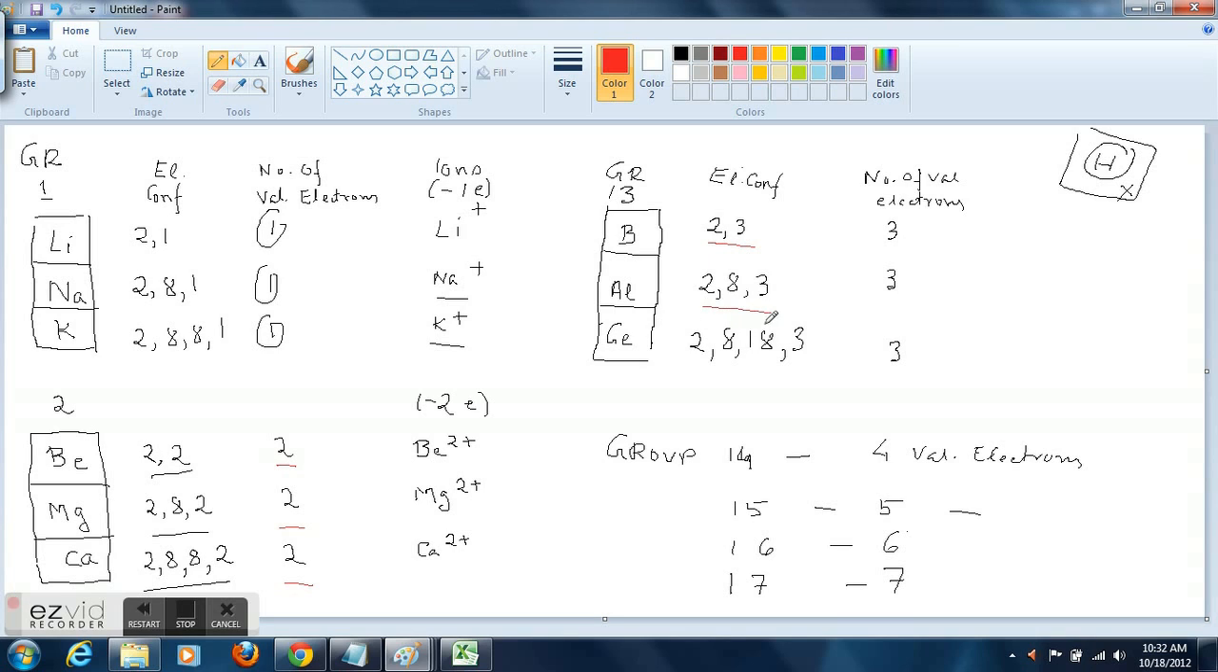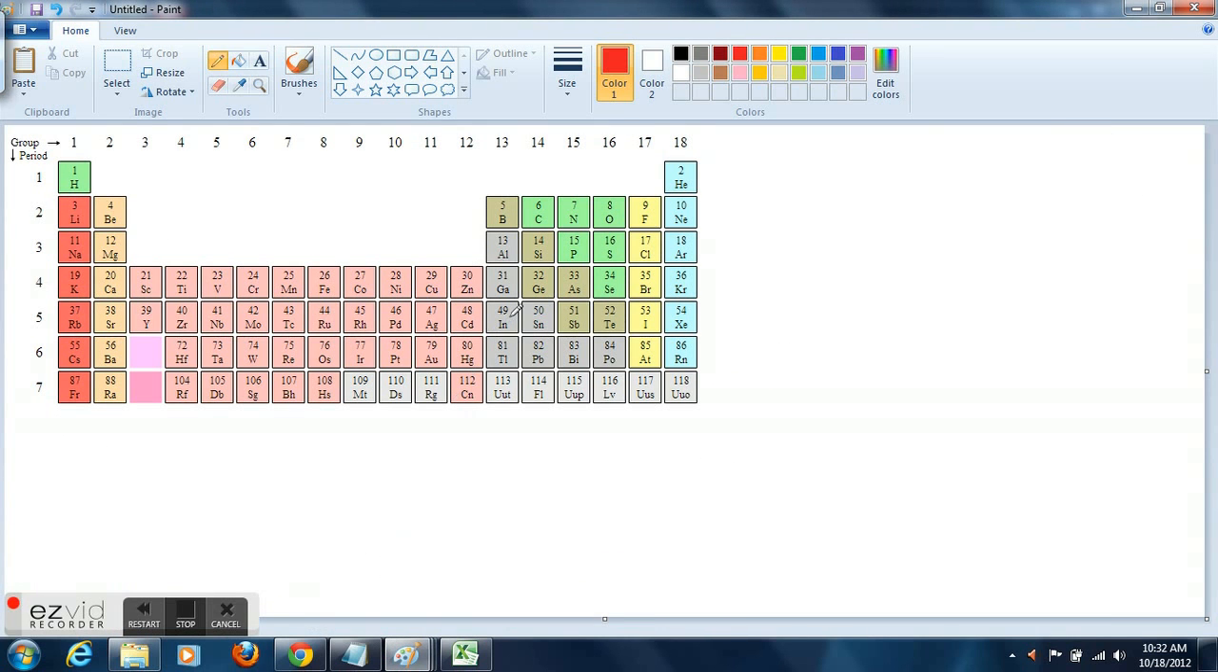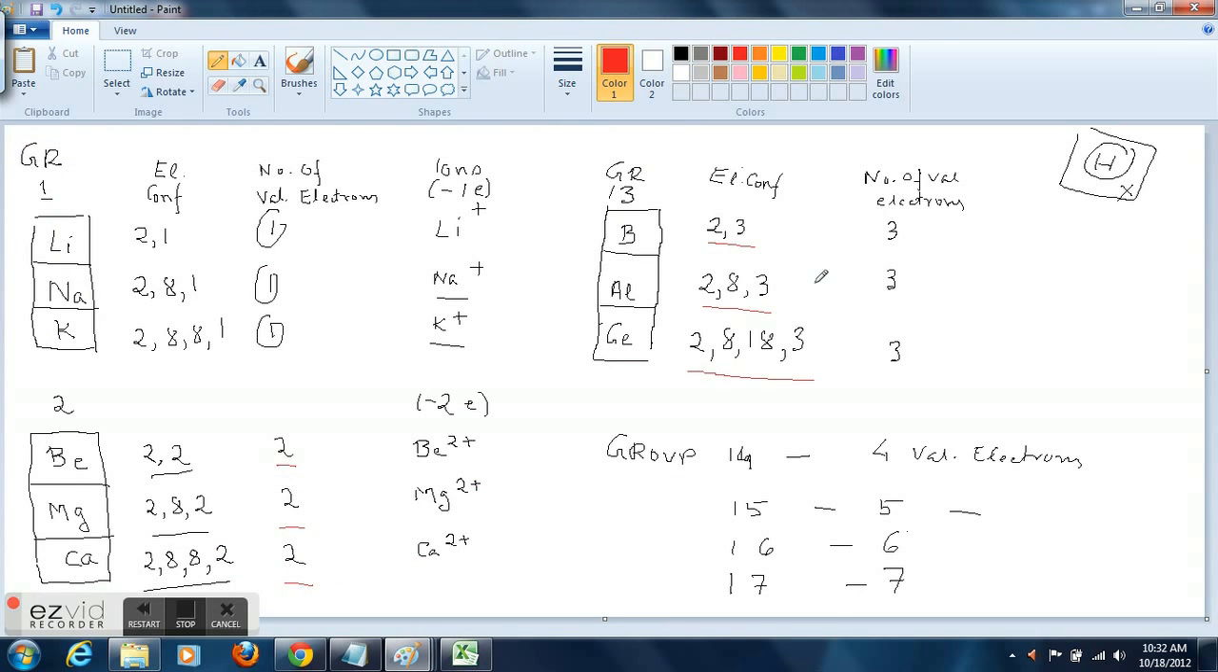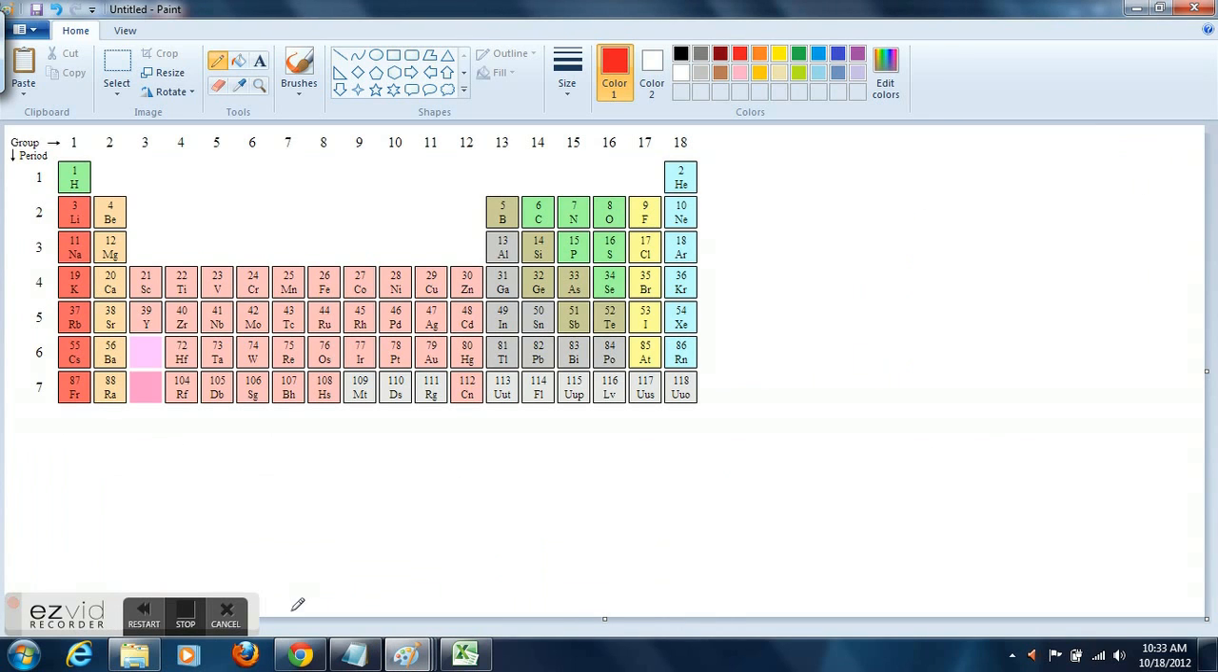Let us look into group 13, starting with boron. Boron, aluminium, gallium. Electronic configurations are 2,3, 2,8,3, 2,8,18,3, because we have transition elements here. As you see, the outermost shell has 3 electrons. The number of valence electrons is 3. Of course, these elements are less electropositive compared to elements of group 1 and group 2. As the group number increases, the electropositive character decreases and the electronegative character increases.